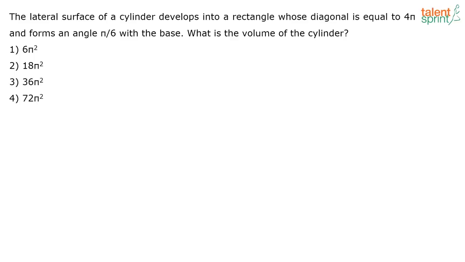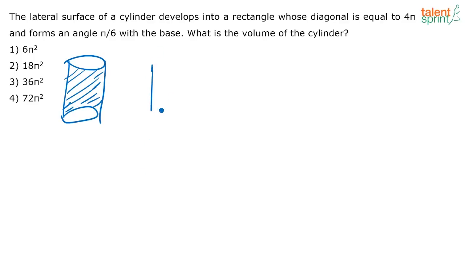Okay, next one. The lateral surface area of a cylinder develops into a rectangle whose diagonal is equal to 4 pi and forms an angle of pi by 6 with the base. What is the volume of the cylinder? So what is happening here? You have a cylinder, right? When you are opening this cylinder, this lateral surface of the cylinder, omitting the base, this part, when you are opening it out, what do you get?